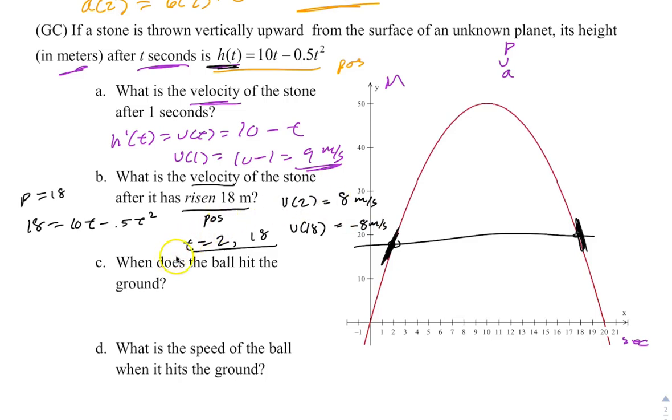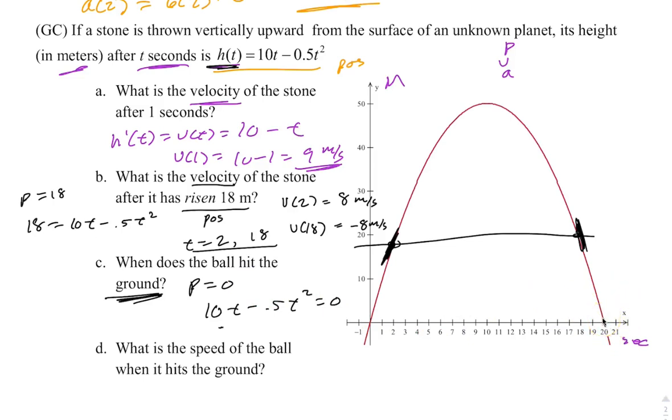When does the ball hit the ground? So again, hit the ground, that's a position thing. Ground's always position, so position equals 0. So I get to set 10t minus 0.5t squared equal to 0. Again, I can solve this with my calculator, find the zeros, or just find the x-intercept right there. But this is the easiest to solve.